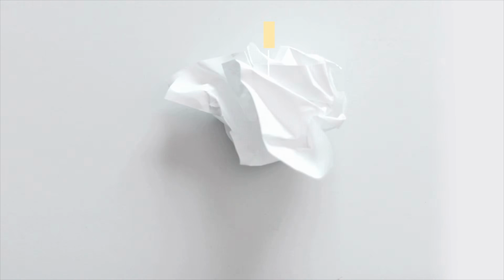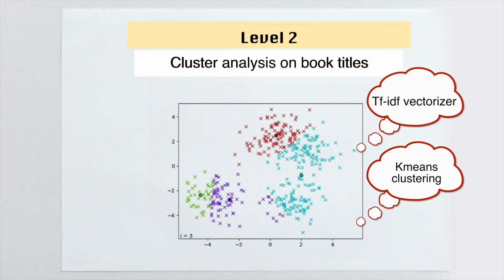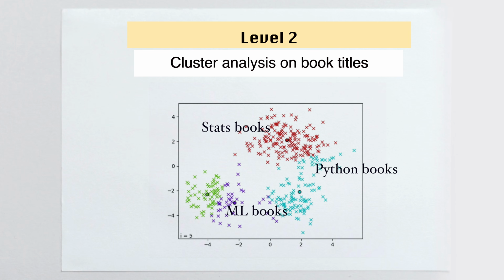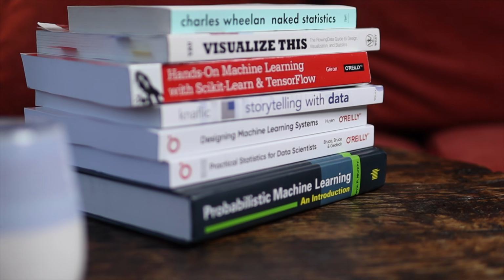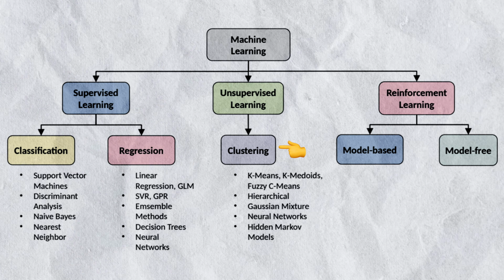We are doing text clustering with TF-IDF and K-means clustering to answer the question, what are the main categories of data science books in this dataset? And with this approach, we can automatically classify the books into different categories without having to go through the 1000 book titles by yourself and come up with the classification rules. As you may already know, clustering is an unsupervised machine learning technique.